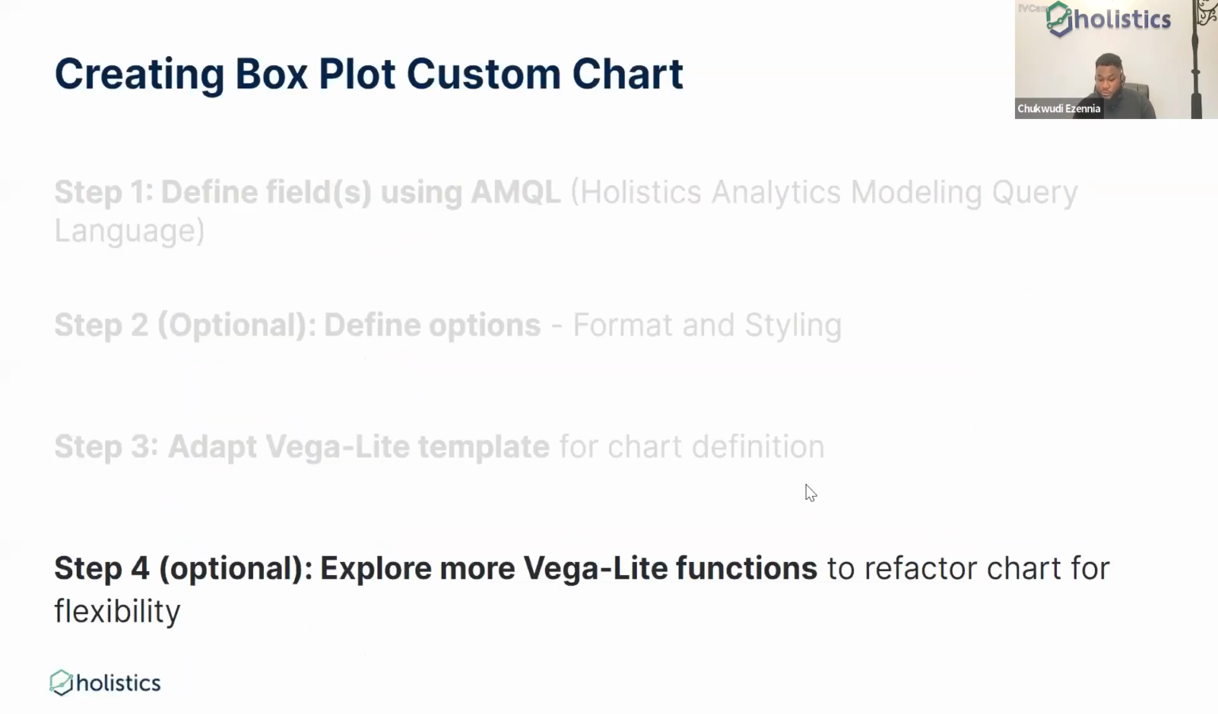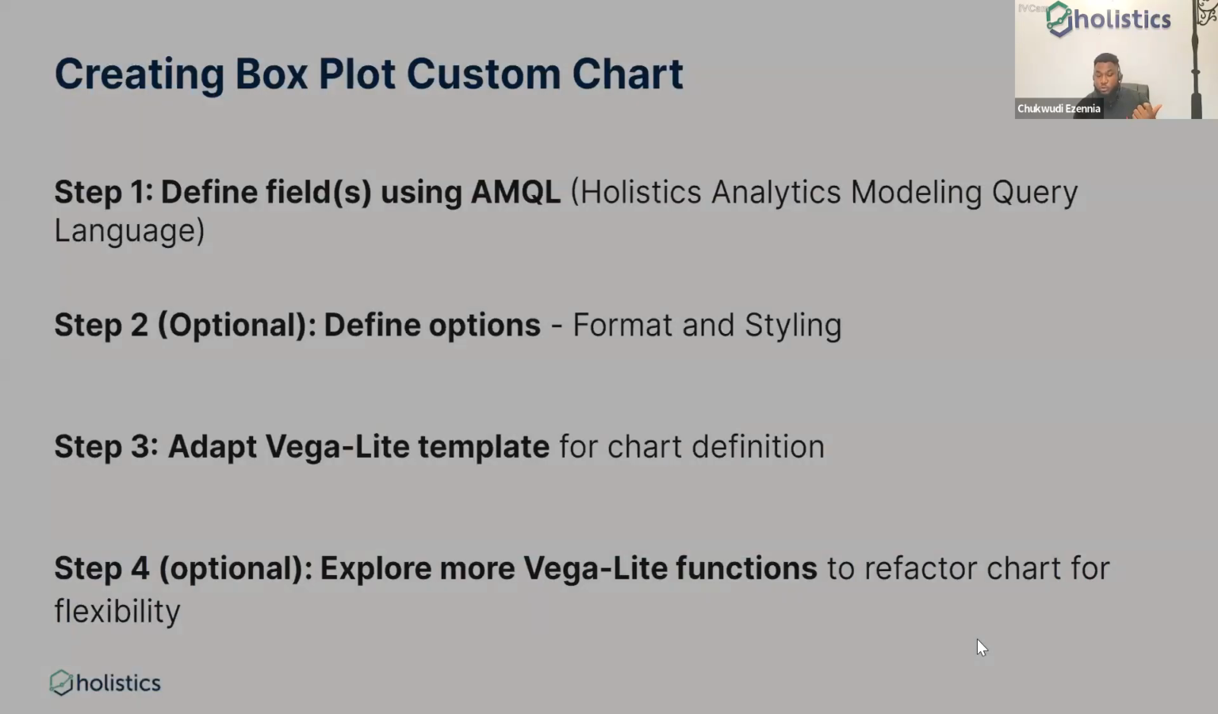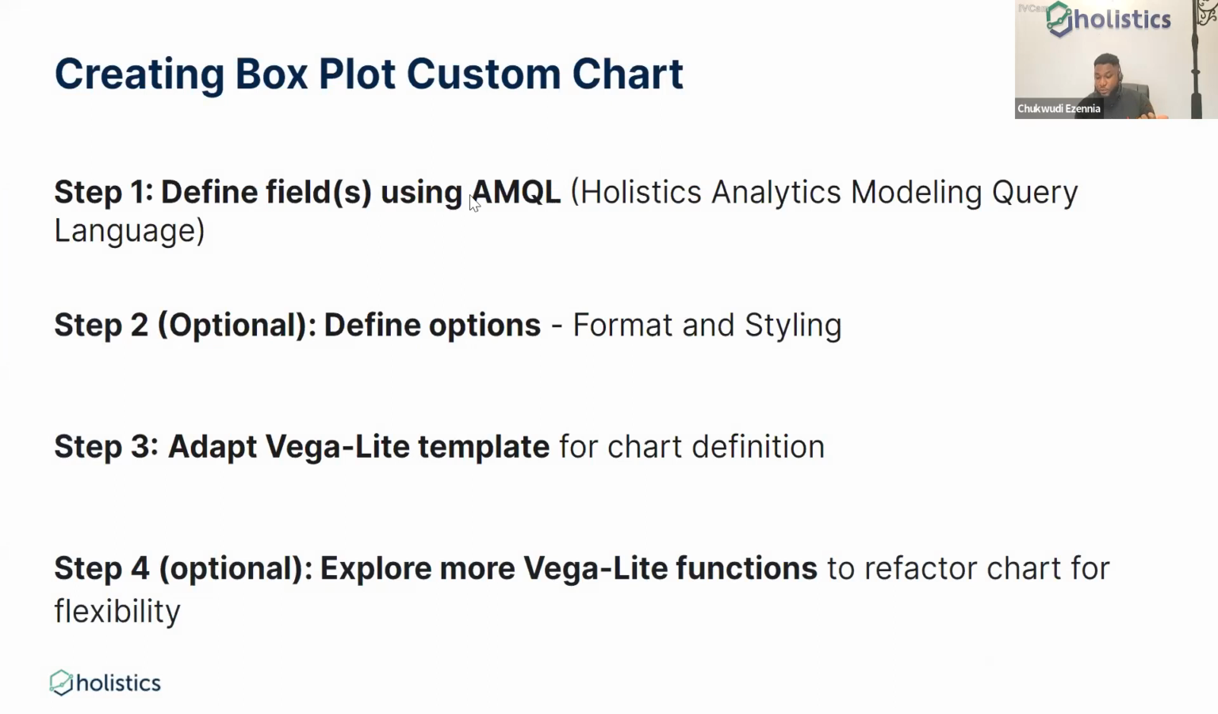in Holistics, right, that we use the Holistics AML definitions. We've been able to go through all of these 4 steps: define using AMQL, define options, adapt Vega-Lite templates, explore more options for this, right?